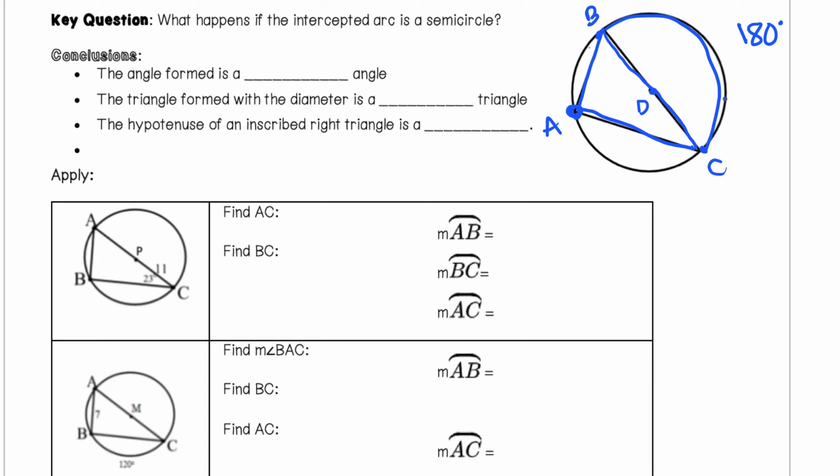If that's 180 degrees, then the inscribed angle, remember, always has to be half the measure of the intercepted arc, and therefore this must be 90. So we can conclude that the inscribed angle formed when the intercepted arc is a semicircle will be a 90-degree angle. The triangle formed with the diameter is going to be a right triangle, and the hypotenuse of that inscribed right triangle is a diameter of the circle.